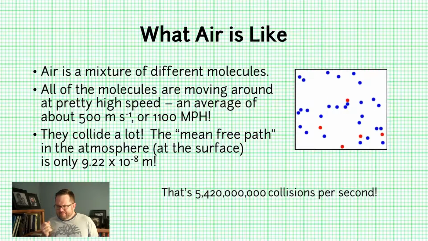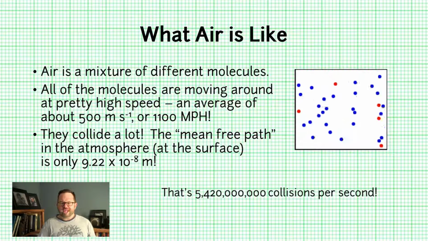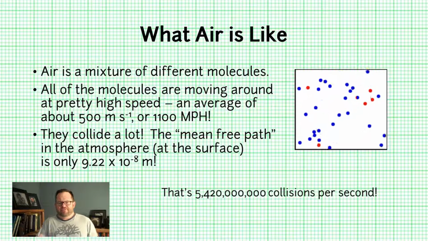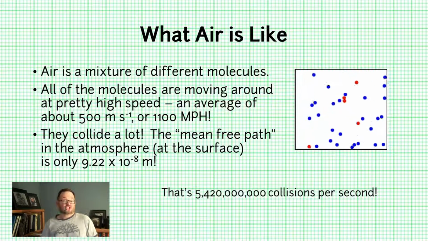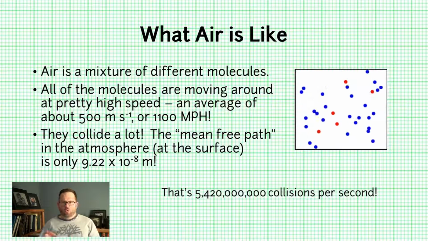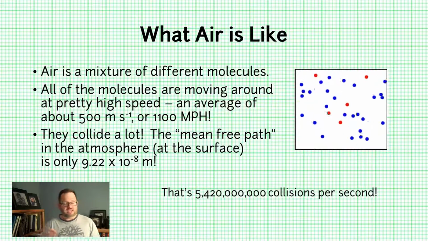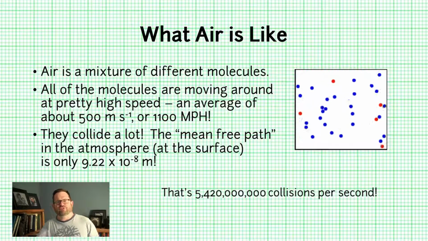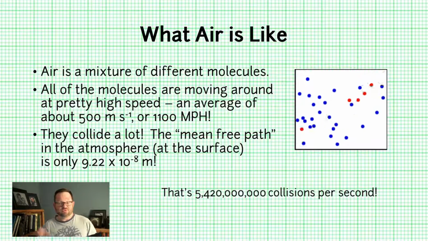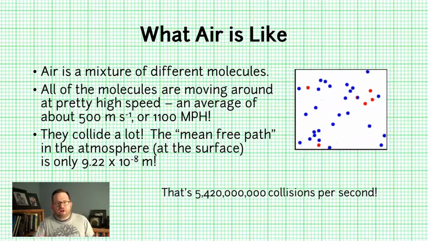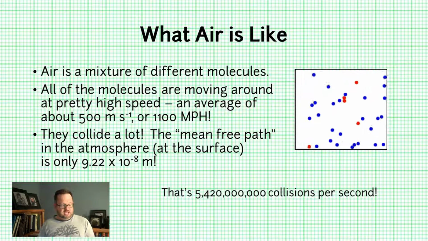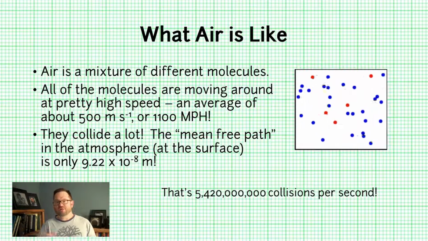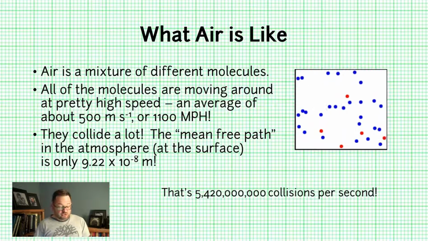It's easy to not really have a good handle on what the behavior of the atmosphere is like and how gases work. Here we have a fairly standard looking animation of what air is like, a mixture of different molecules. In the case of our atmosphere, it's mostly nitrogen with some oxygen, roughly 3/4 nitrogen and 1/4 oxygen, with a few other trace gases. And all those air molecules are moving along at high speed. The average speed of those air molecules is about 1,000 miles per hour, 1,100 miles per hour is what I have here on the slide, which is about 500 meters per second.